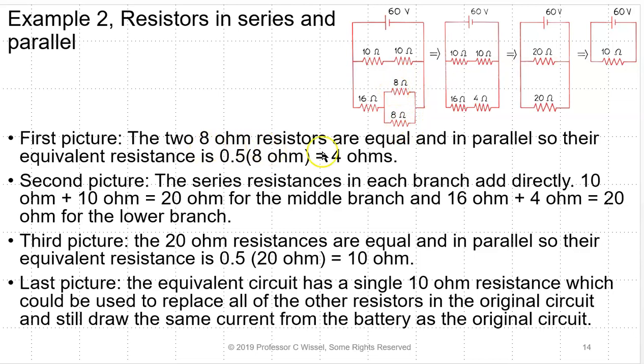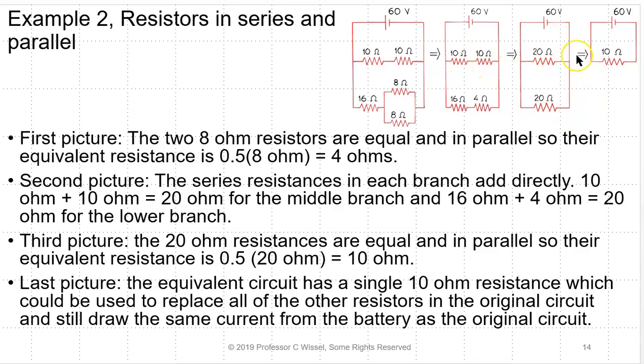So the first 2 8 ohm resistors are equal and they're in parallel. So the equivalent resistance is half of one of them, or 4 ohms. That's this right here. The second picture says that these two are in series with each other. So it's 16 ohms plus 4 ohms equals 20. These two are also in series with each other. So 10 plus 10 equals 20.